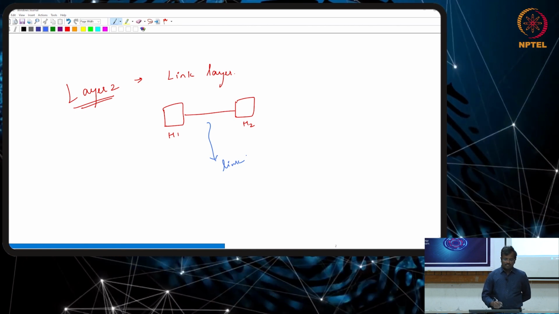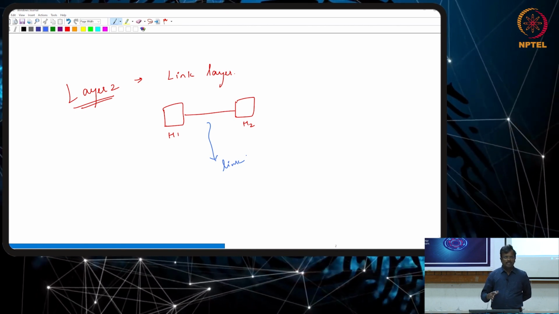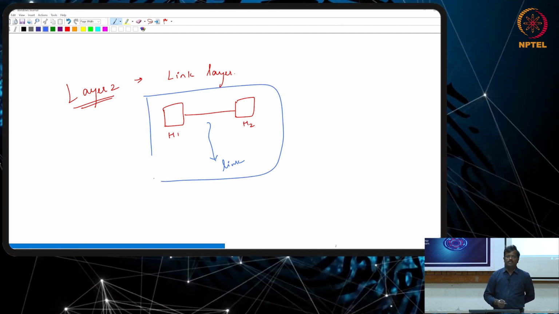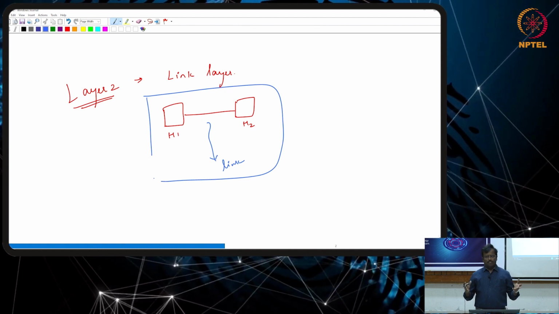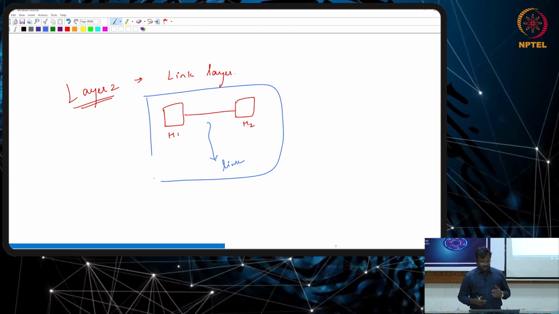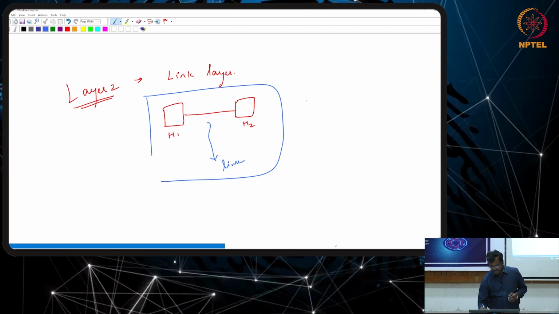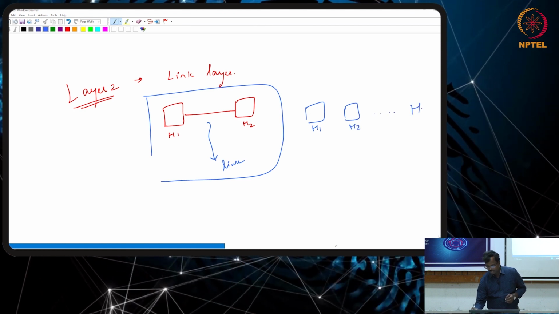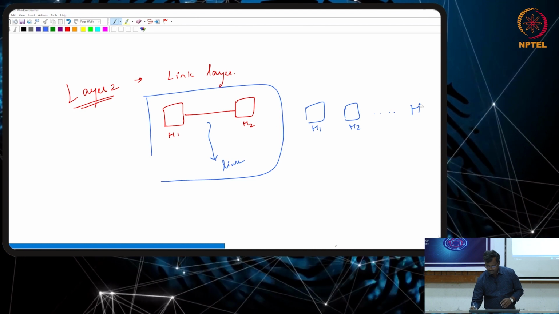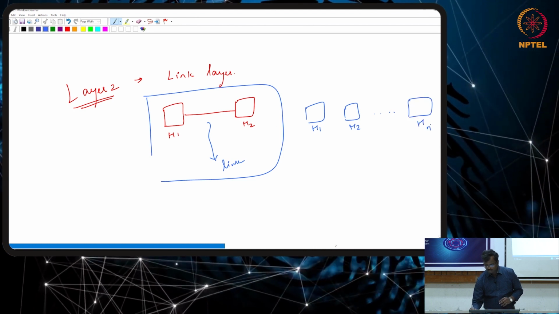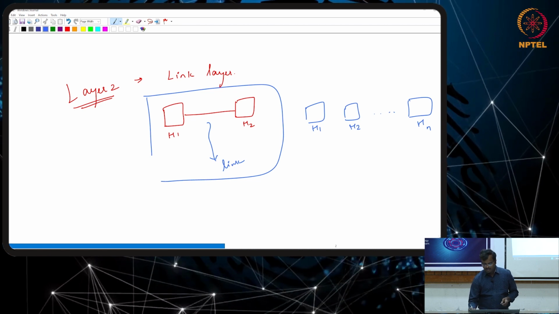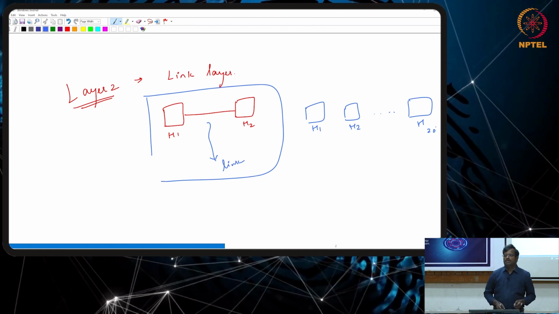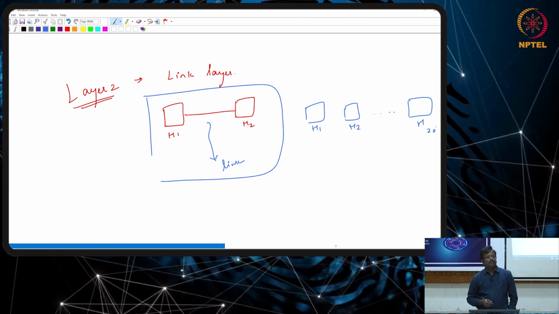To give a big picture, a link layer focuses on the link-level aspects. Your typical network doesn't look like this. In a typical network, for example, in a lab, there are multiple computers, n numbers of computers. How are these computers connected? Let's say I have host 1, host 2, host n, let's say 100 computers. Okay, let's say for example, I have 20 computers. How are these computers typically connected?